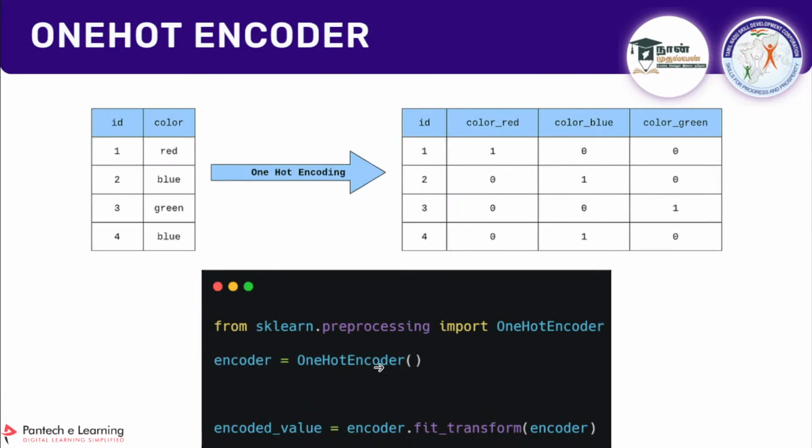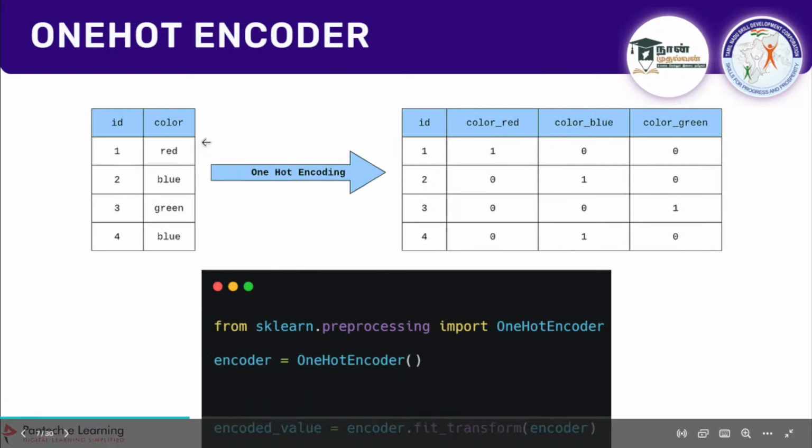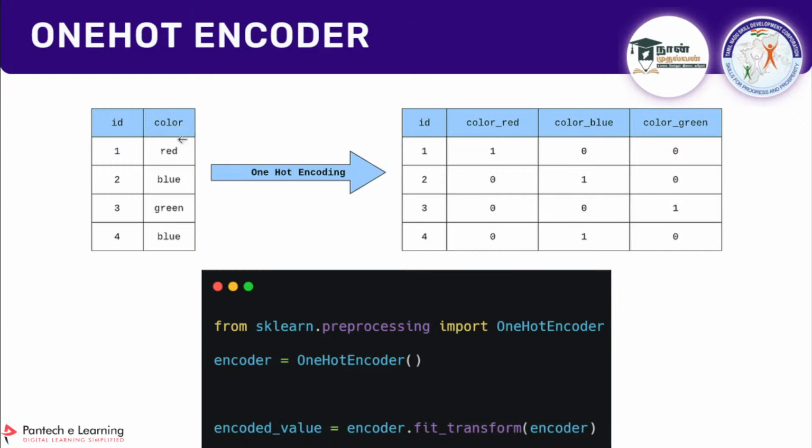If I do this one hot encoding, see here in this column, color, I have red, blue, green and blue. Blue is repeating 2 times, red is there, green is there. So this is the total color column. If I want to encode this into numerical values, I can go with one hot encoding. It will do binary encoding with 1s and 0s. See here, it is creating 3 different new columns.